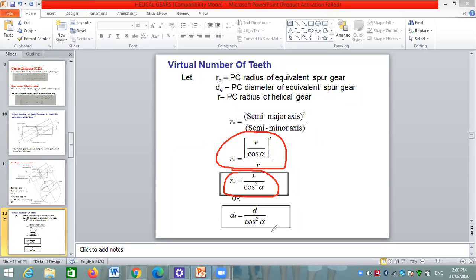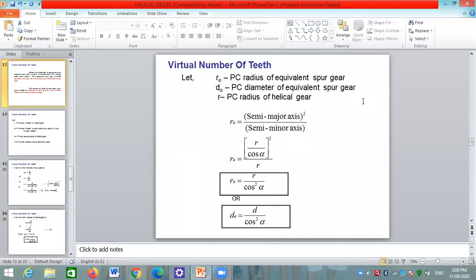Always remember this formula. Some numerical is always asked on this formula, that is, pitch circle diameter of the equivalent spur gear is equal to D upon cos square alpha. Now we have to find how many equivalent number of teeth are present on a spur gear.